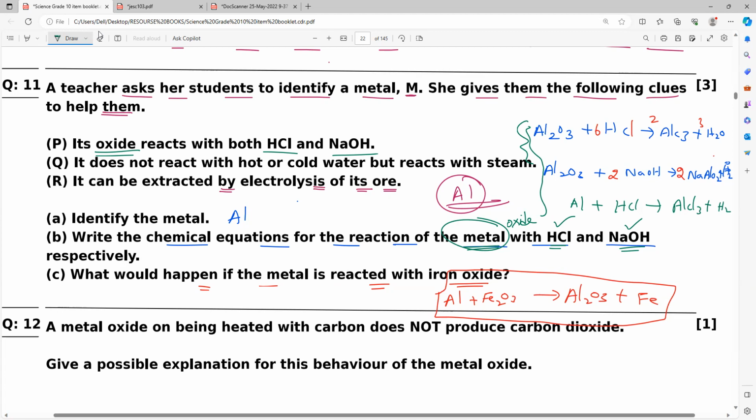Next, aluminum reacts with the sodium hydroxide, which will give you aluminum hydroxide plus sodium metal.